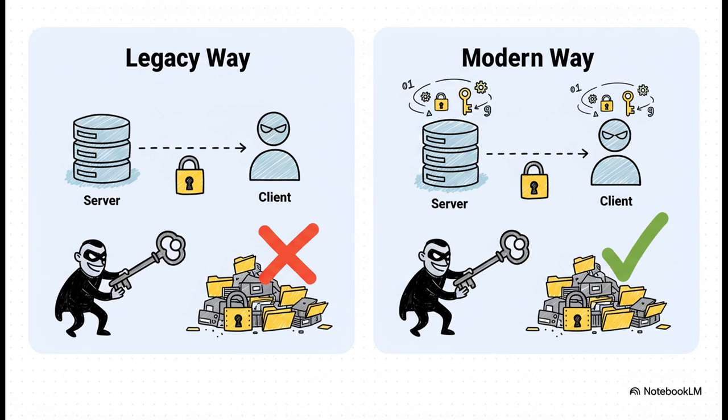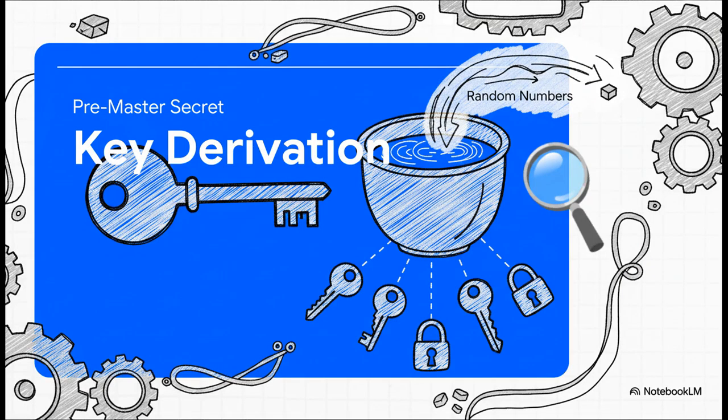But the biggest win here is something called forward secrecy. What this means is that even if a hacker steals the server's main key, like years down the road, all your old conversations are still totally safe. That's a game changer.